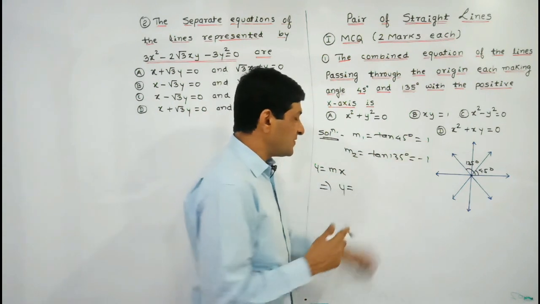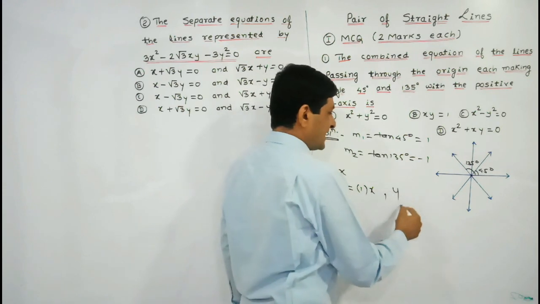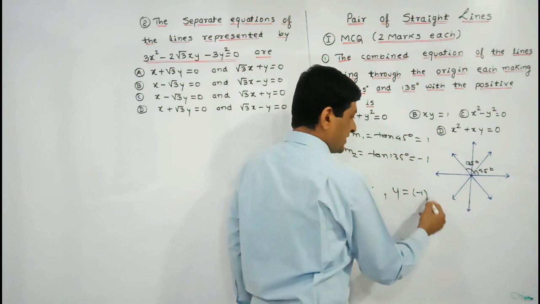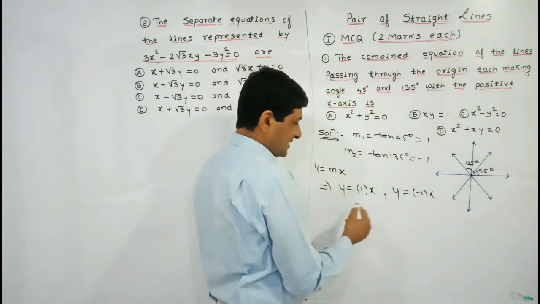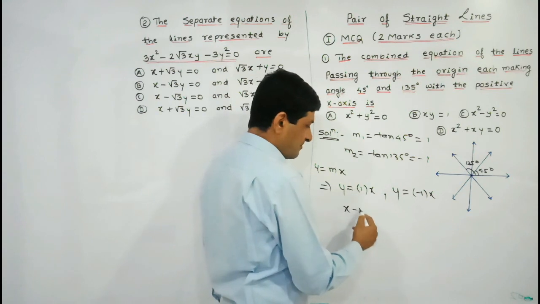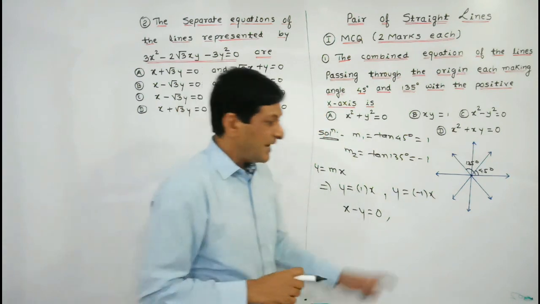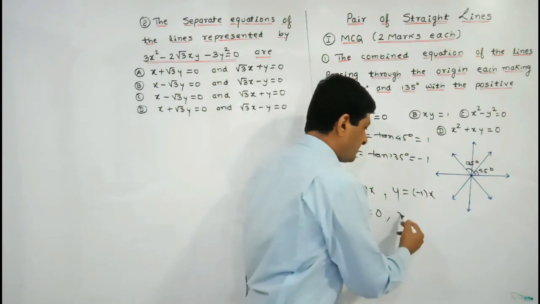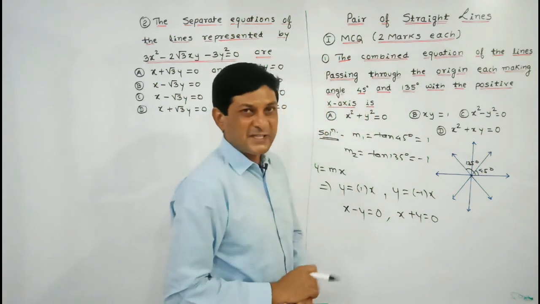So according to this formula, the equation of the first line is y equals mx, but for the first line what is the value of m? 1. So y equals 1x, and the equation of the second line is y equals mx, but for the second line the slope is minus 1, so y equals minus 1x. So 1 into x is x, and y on this side becomes minus y. So x minus y equals 0 is the equation of the first line, and minus 1 into x is minus x, which on this side becomes plus x. So x plus y equals 0 is the equation of the second line.